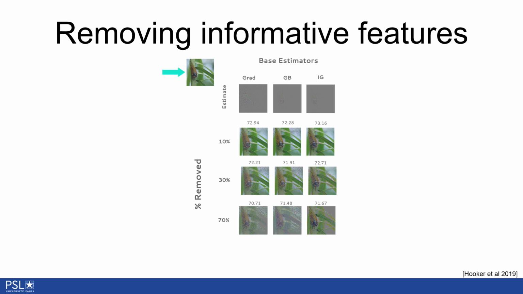In the top left, we have an example of an input image. Then different methods were applied to compute saliency maps shown in the top row. Each column corresponds to a different method. The first column is vanilla gradients. The second is guided backpropagation. And the third is integrated gradients. Then the saliency maps were used to remove informative features from the input image. Different rows show the input image with different fractions of informative pixels removed, starting from the most informative ones.